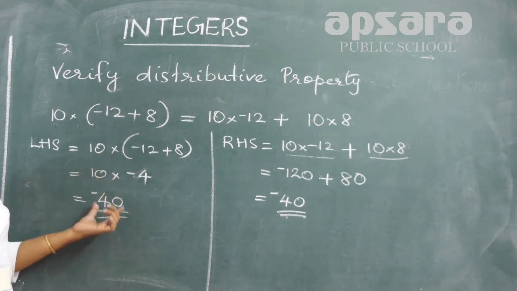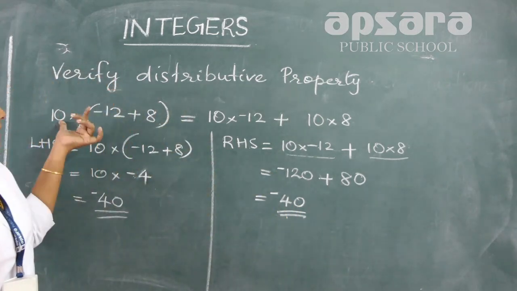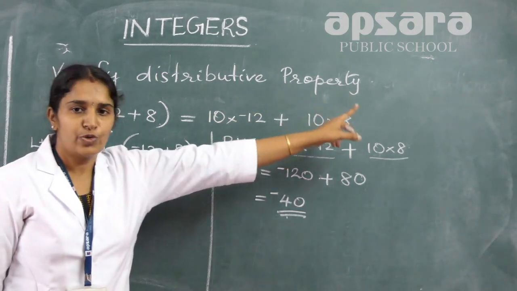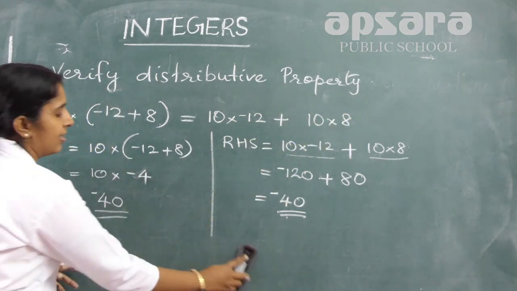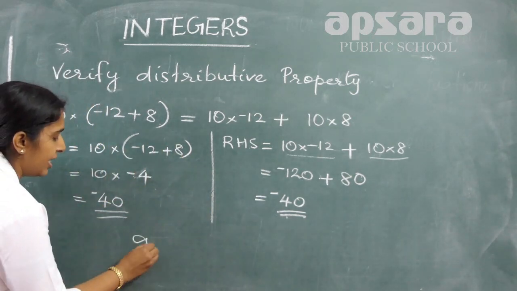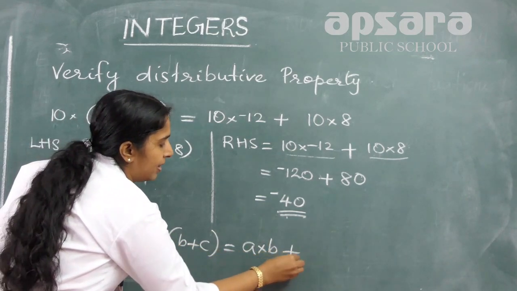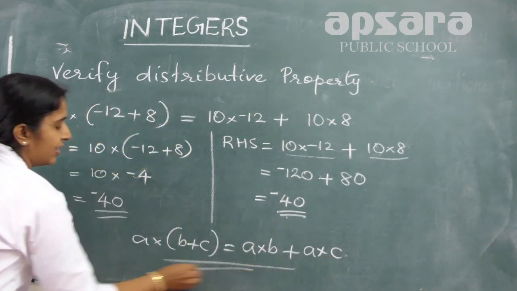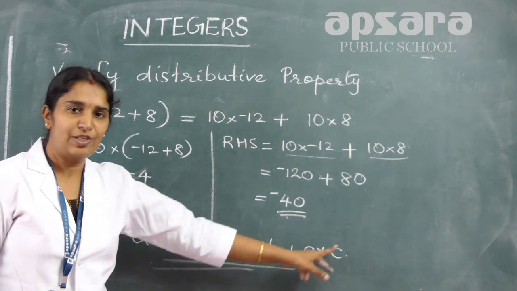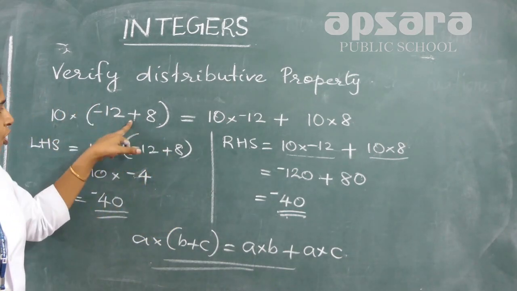So here LHS is equal to minus 40, RHS is equal to minus 40, which shows that 10 into minus 12 plus 8 is equal to 10 into minus 12 plus 10 into 8. That is, if A, B and C are 3 integers, then A into B plus C is equal to A into B plus A into C. We have verified that A into B plus C is equal to A into B plus A into C. Okay, this is distributivity of multiplication over addition.